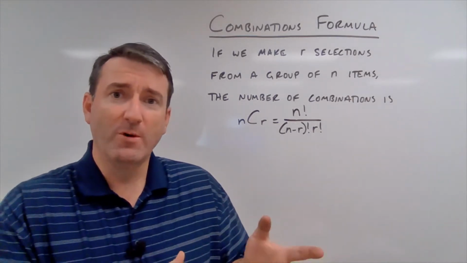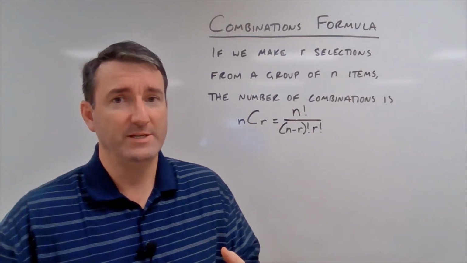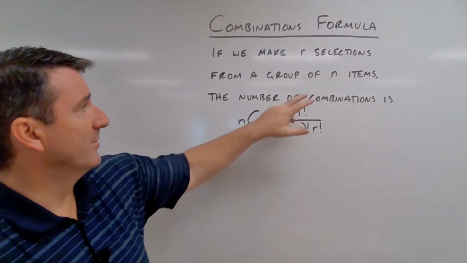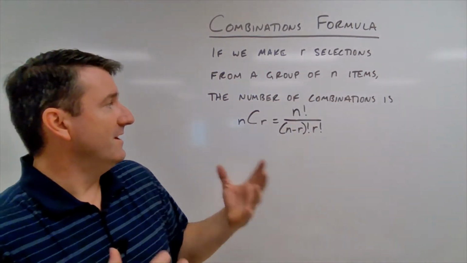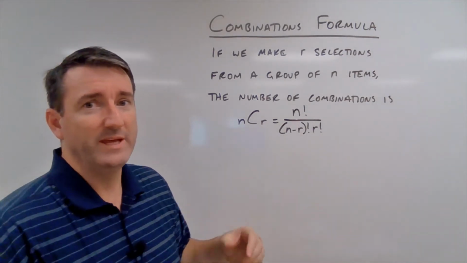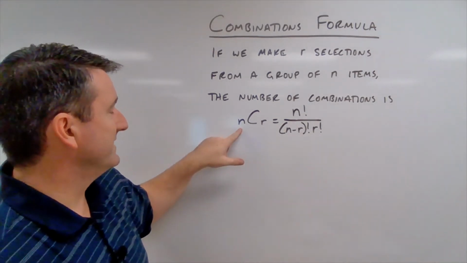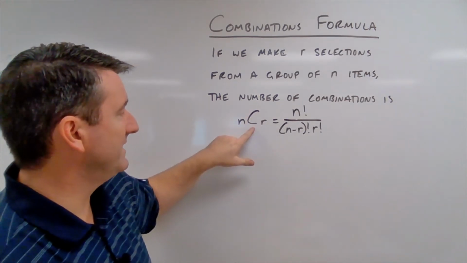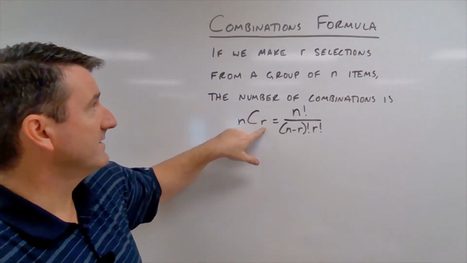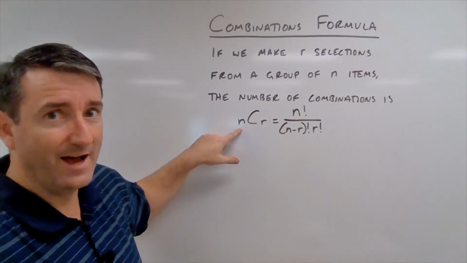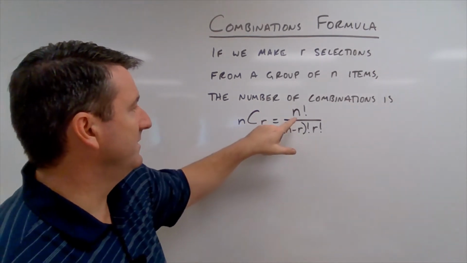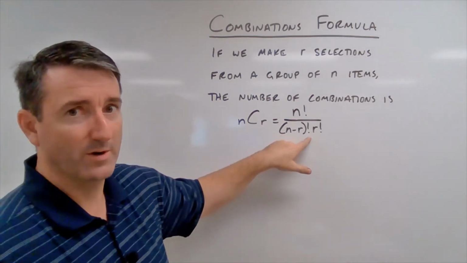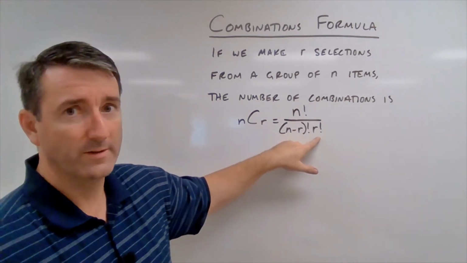Next, let's talk about the formula that we're going to use to find combinations. The formula is this: if we make r selections from a group of n items, the number of combinations is given by this formula. We say nCr, the number of combinations of r selections from a group of n items, is equal to n factorial divided by n minus r factorial times r factorial.